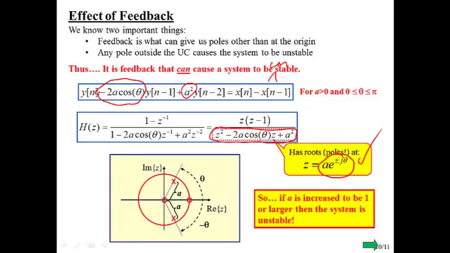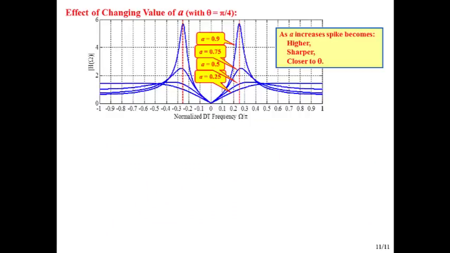And so now we see that if we happen to set a larger than 1, then we would have a system that is unstable. Again, as we try to design an IIR filter, if we have some sort of mathematical method to optimize that design, we have to build into that algorithm a way of checking to make sure that we haven't violated the stability of the system.